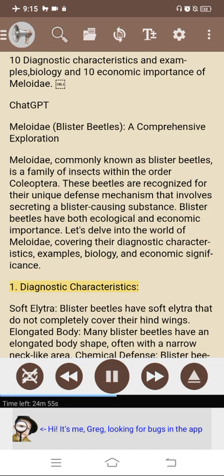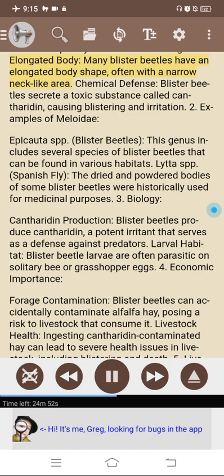1. Diagnostic characteristics. Soft elytra. Blister beetles have soft elytra that do not completely cover their hind wings. Elongated body. Many blister beetles have an elongated body shape, often with a narrow neck-like area. Chemical defense. Blister beetles secrete a toxic substance called cantharidin, causing blistering and irritation.